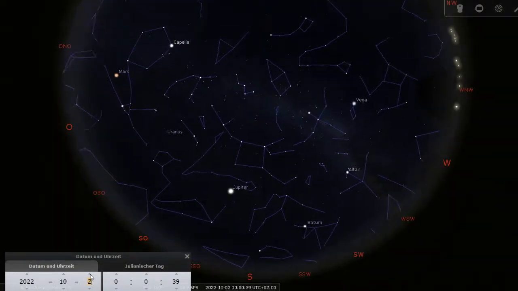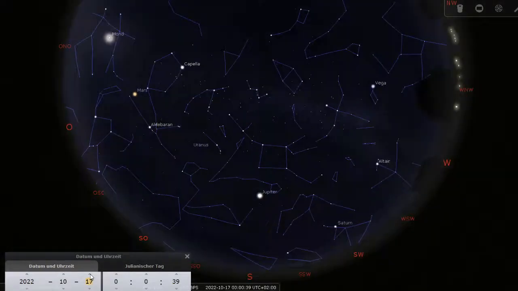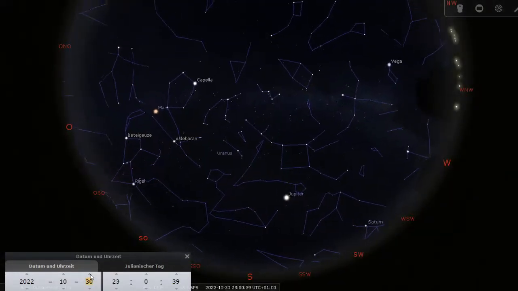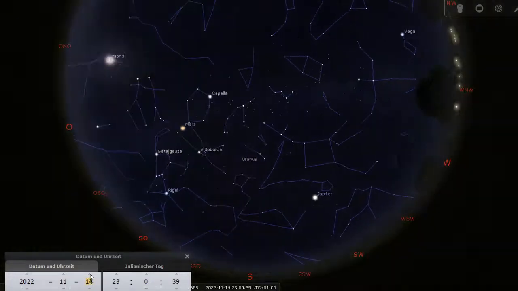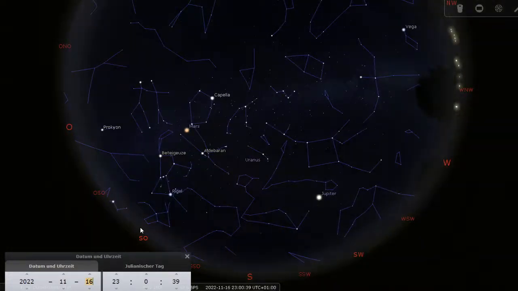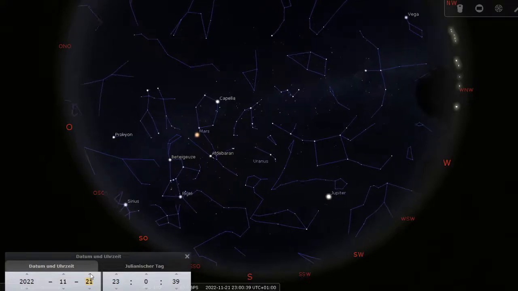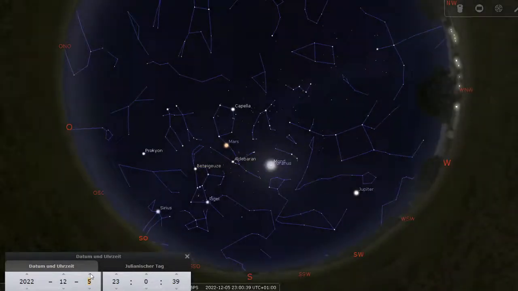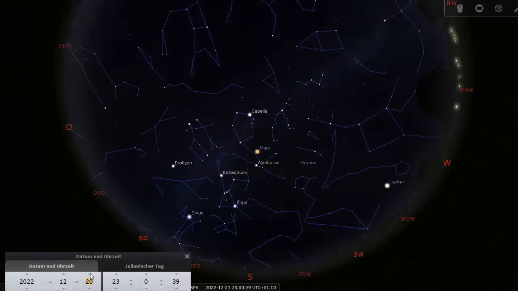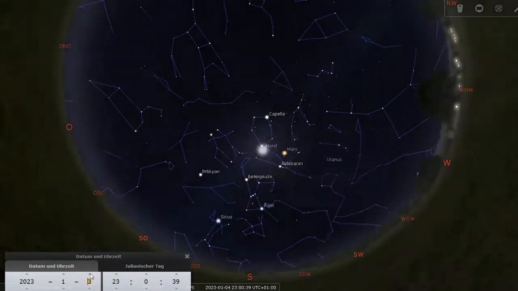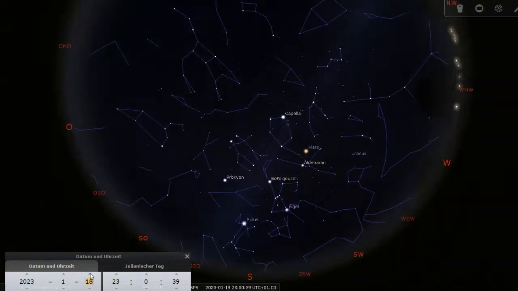The bright thing passing by is the moon, of course. We are now in October. The summer constellations are gone now, and we now see at midnight again our winter constellation Orion, here Gemini, and so on and so forth. So we're now in November, and this is December, and now we're moving back to where we started. Just 1 year has passed.